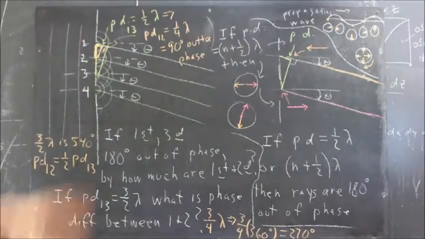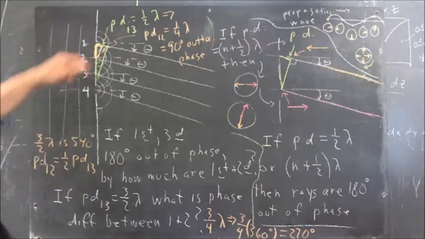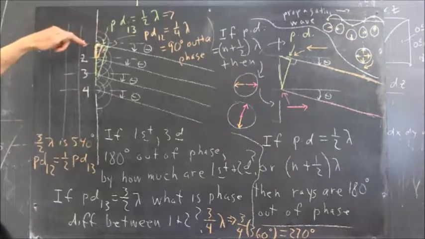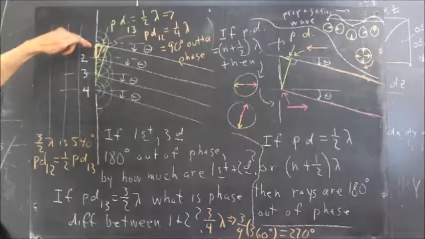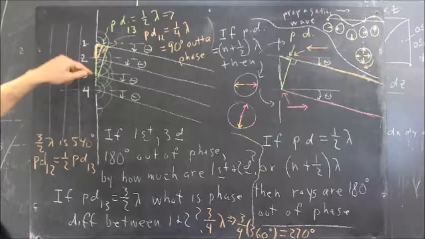Okay, now we want to come over to this picture. And I'm going to pause a minute just to get my bearings. Okay, now let's assume that the path difference between what goes on at the first slit and what goes on at the third slit is half a wavelength. Now, I've drawn that.